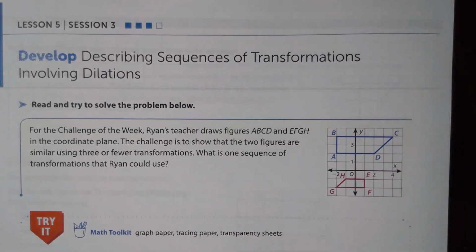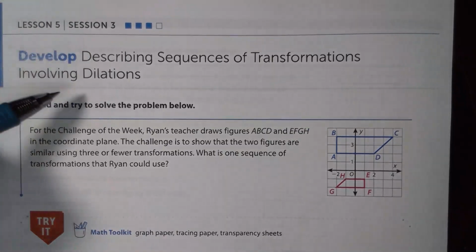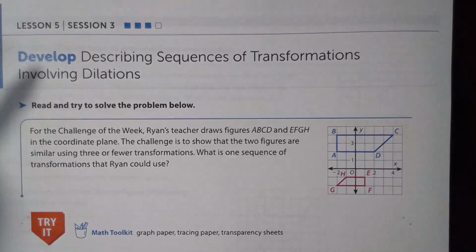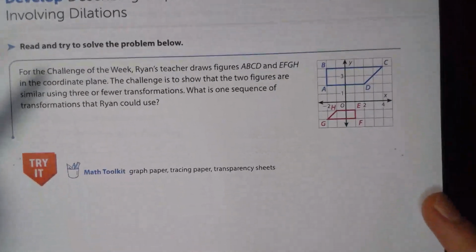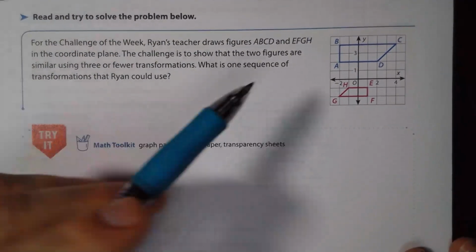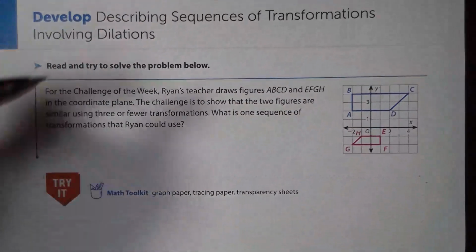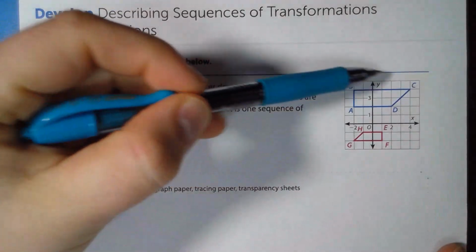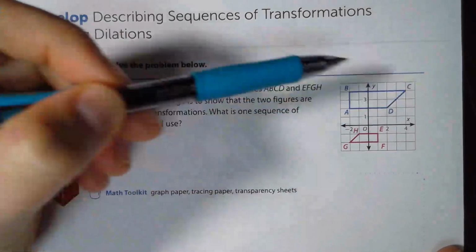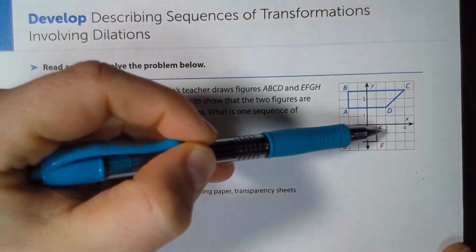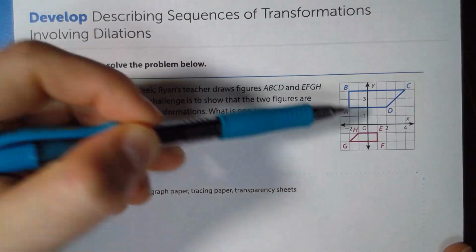Hello, scholars, and welcome to Lesson 5, Session 3, on continuing to describe sequences of transformations involving dilation. So we've got a problem here we can jump right into. We've got this shape, ABCD, and we are going to transform it into EFGH.